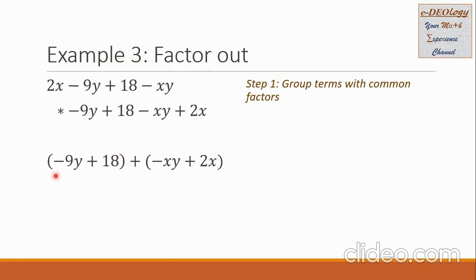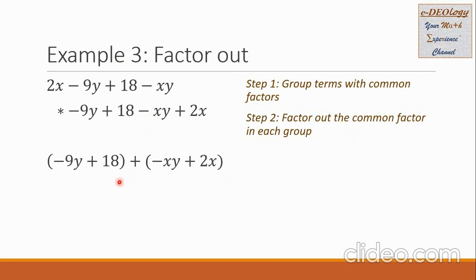So it's now the quantity -9y plus 18 plus. Again, I see here that the third term is -xy, so I must be careful. I should put here the plus and put the grouping symbol for the -xy plus 2x. And step 2, factor out the common factor.